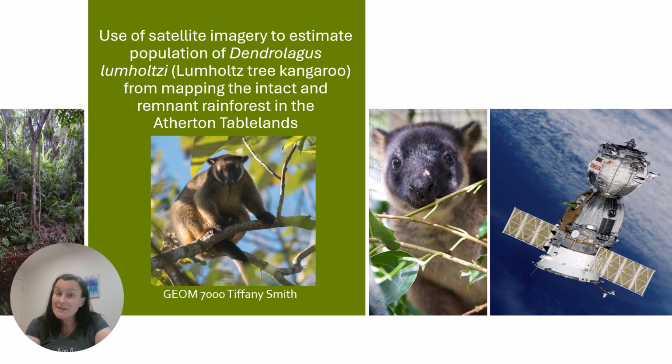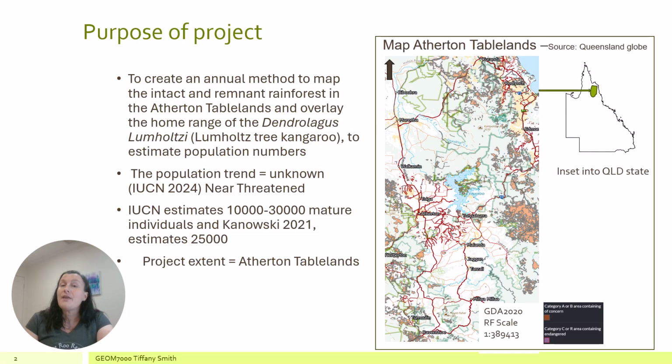There are several threats to the Lumholtz tree kangaroo, such as habitat fragmentation and loss, leading to them being displaced and hit by cars. The IUCN lists the species as near threatened with an unknown population trend. My aim is to be able to provide this information to increase the status and awareness of the species. The first stage of the process involves mapping its prime habitat, with the extent being the Atherton Tablelands.